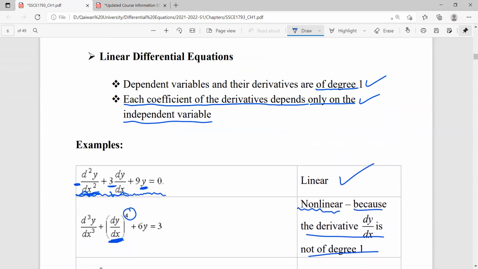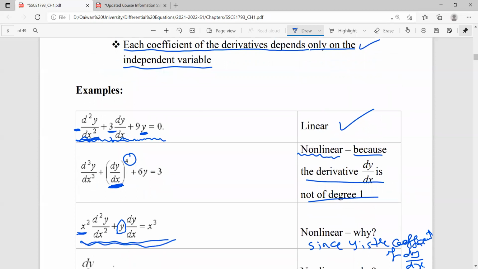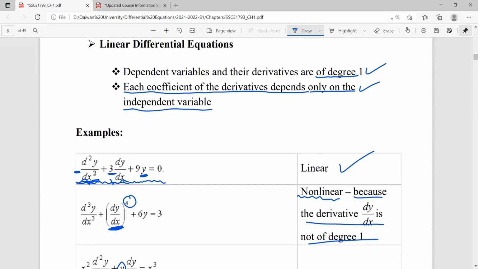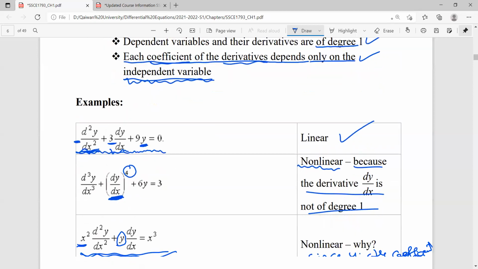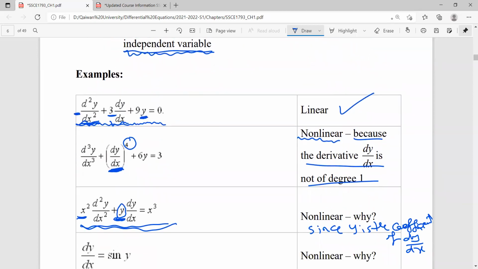Look at the second condition. The first condition is okay for this differential equation; it satisfies the first condition. But the second condition says each coefficient of the derivatives must be an independent variable or a constant. And here this coefficient is y, and y is not an independent variable. It's a dependent variable.